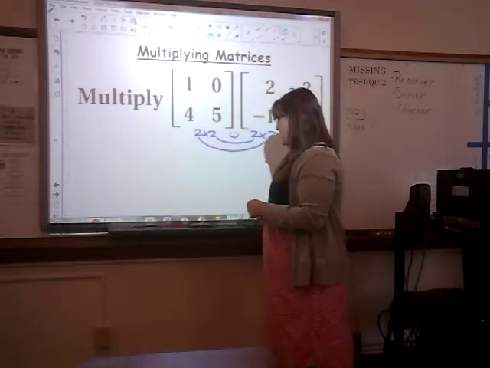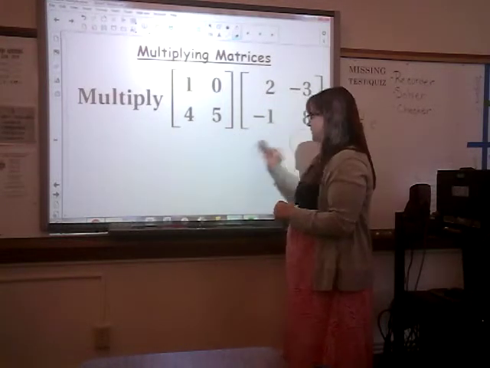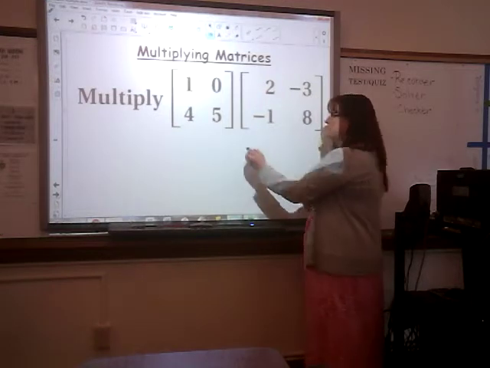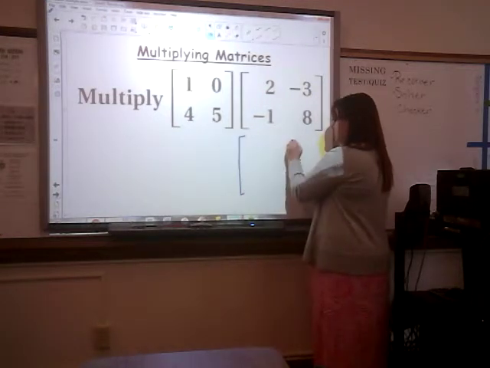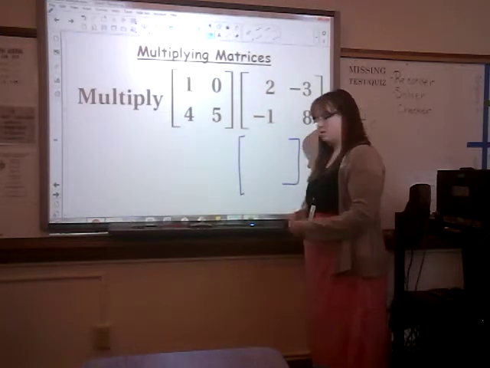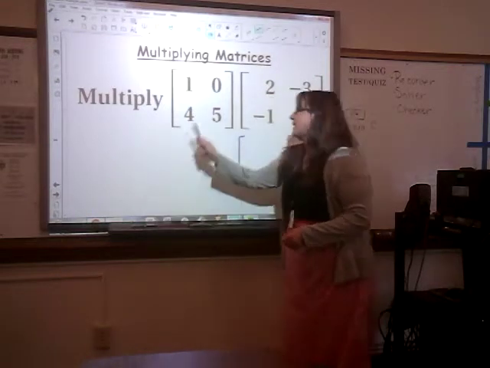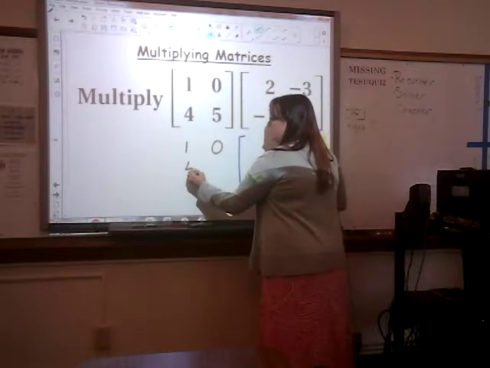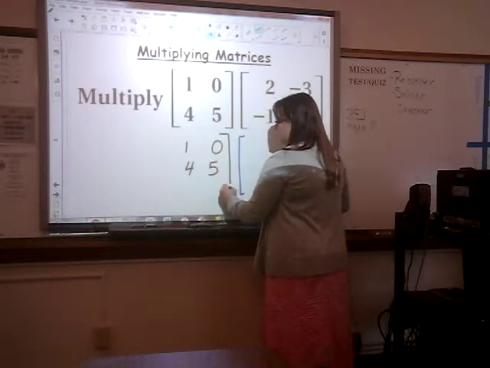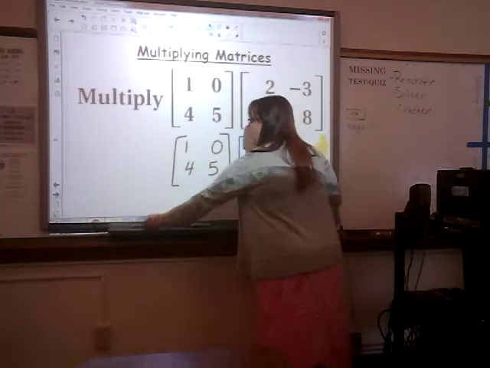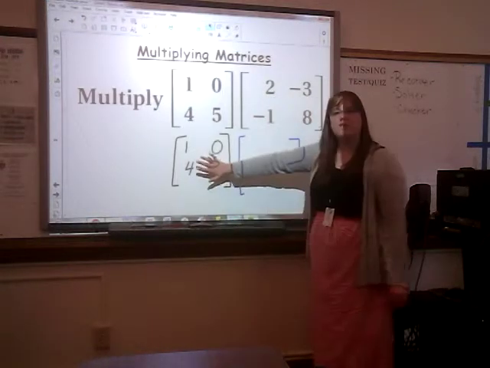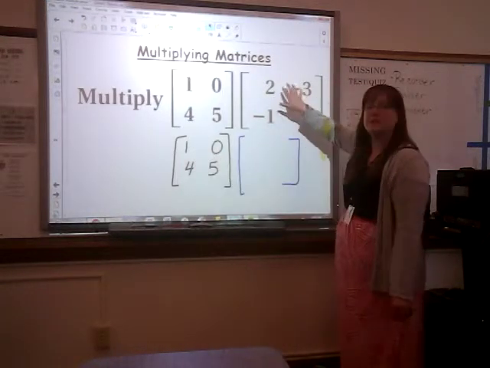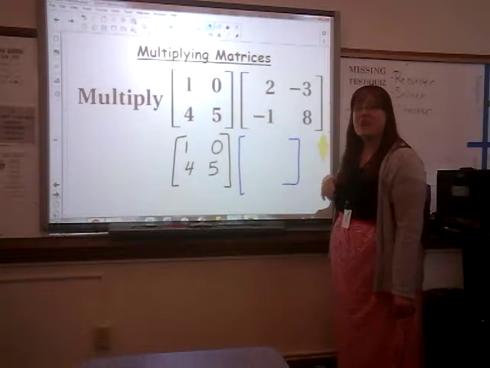So when we multiply, this is what I want you to do. I want you to write your new matrix down here, that it's a 2 by 2 matrix. Then I want you to take this first matrix and put it next to it. Okay? So you set it up so that you have your matrix here and your matrix here. Okay? Now this is how we do it.